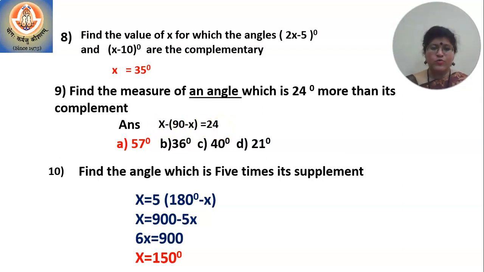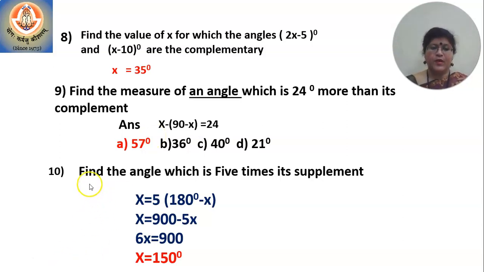When you open the bracket, you get the value of x. So the value of x here is 57 degrees. Students, I have solved this in the earlier video lesson also. I'm just revising it once again.